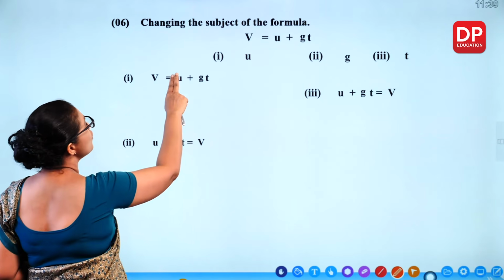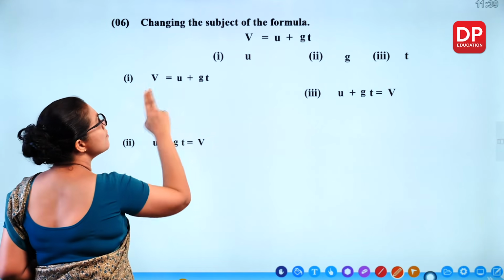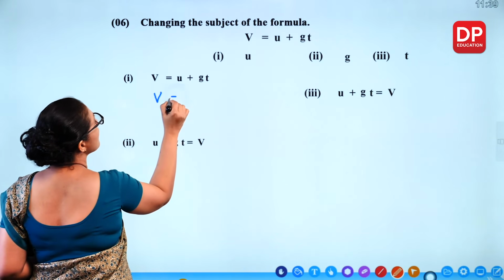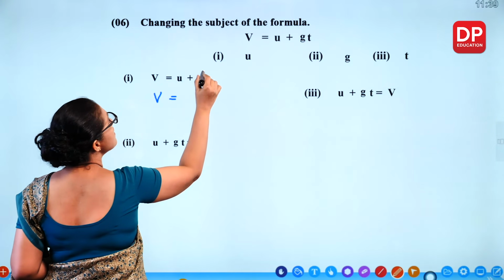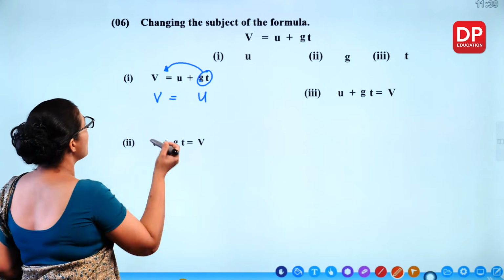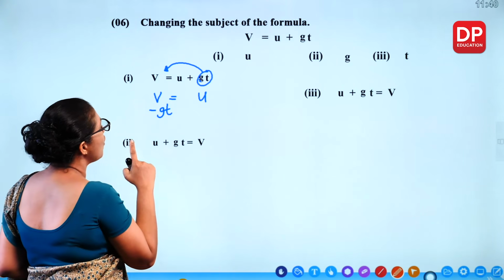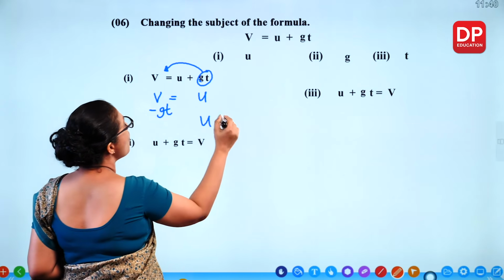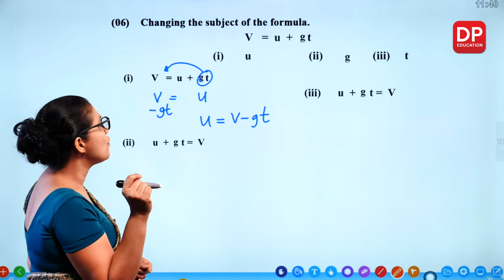Then we want U. So keep U on one side and you have to take the other term to the other side. So what do we do? We can keep U here and subtract this term. You have to take it to the other side. So that means subtract GT. So what's the formula? You get U equals V minus GT. Now U is the subject of the formula.